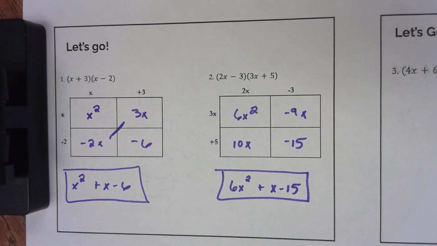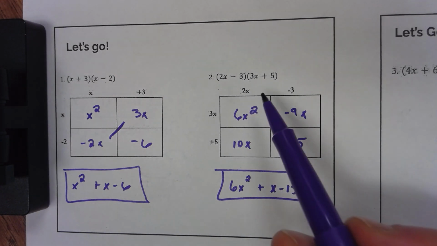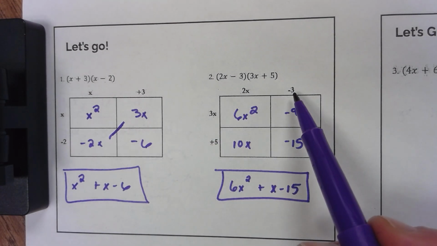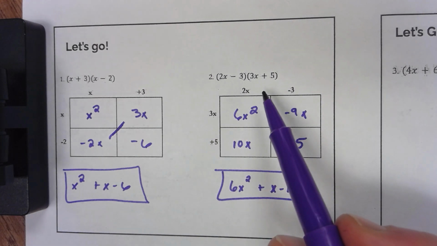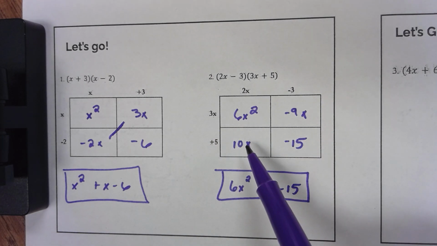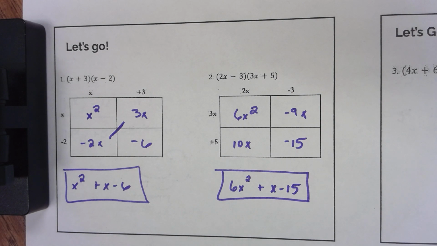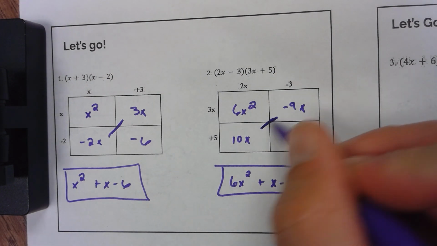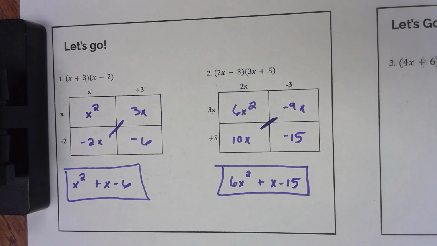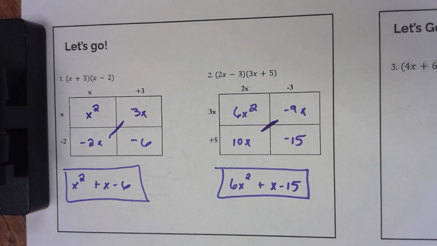Number 2, not any different in terms of the setup. 2x times 3x is 6x squared. Negative 3 times 3x is negative 9x. 2x times 5 is 10x. And then negative 3 times 5 is negative 15. Once again, I have these like terms. 10x minus 9x, that is 1x.